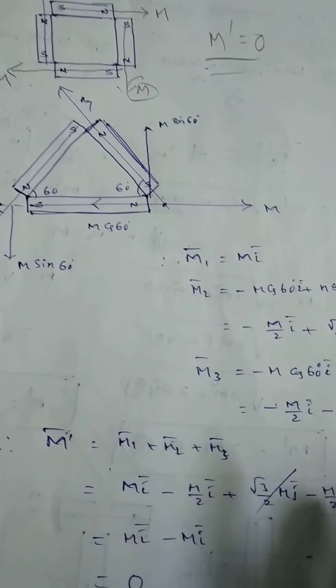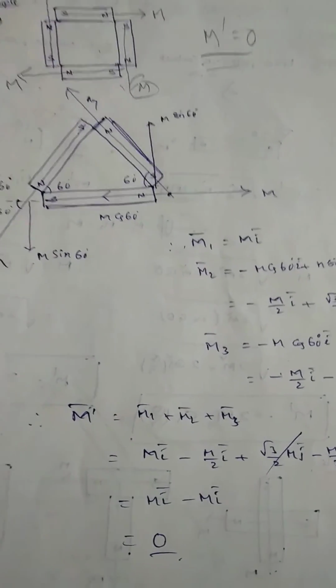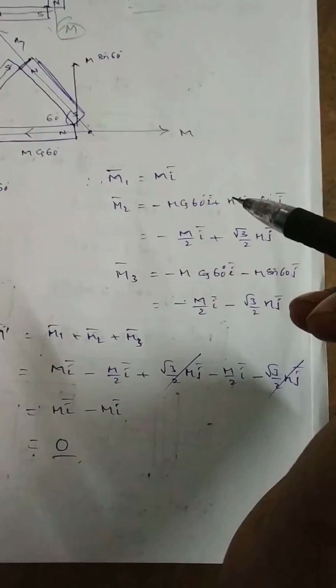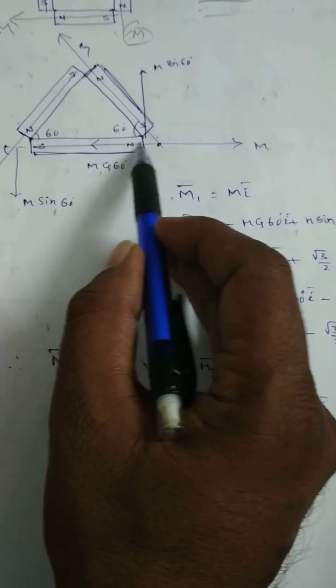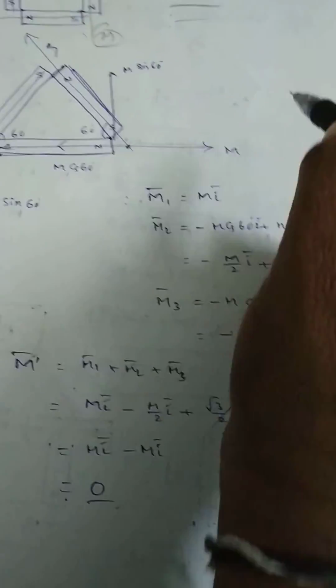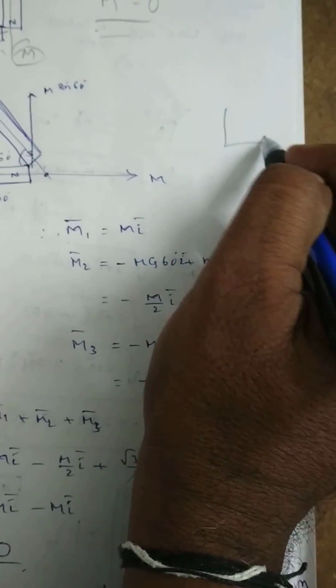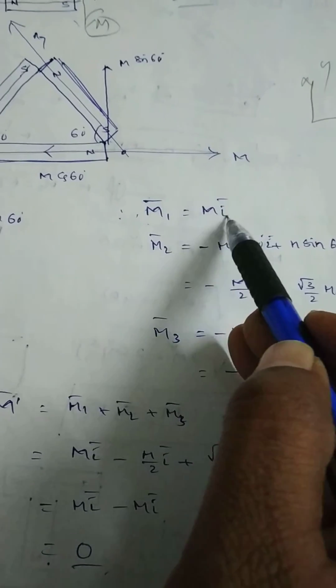While doing this, there are two methods. One is the vector method and the second one is the logical method. So this is the first magnet, S to N, magnetic moment M. It is along the positive x direction. Here this is x, y. M1 bar is equal to M into i bar.